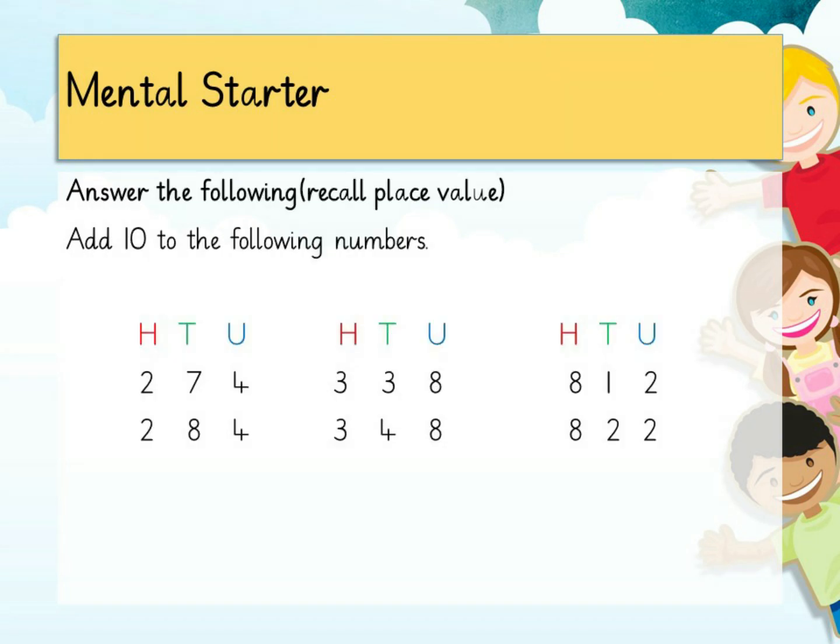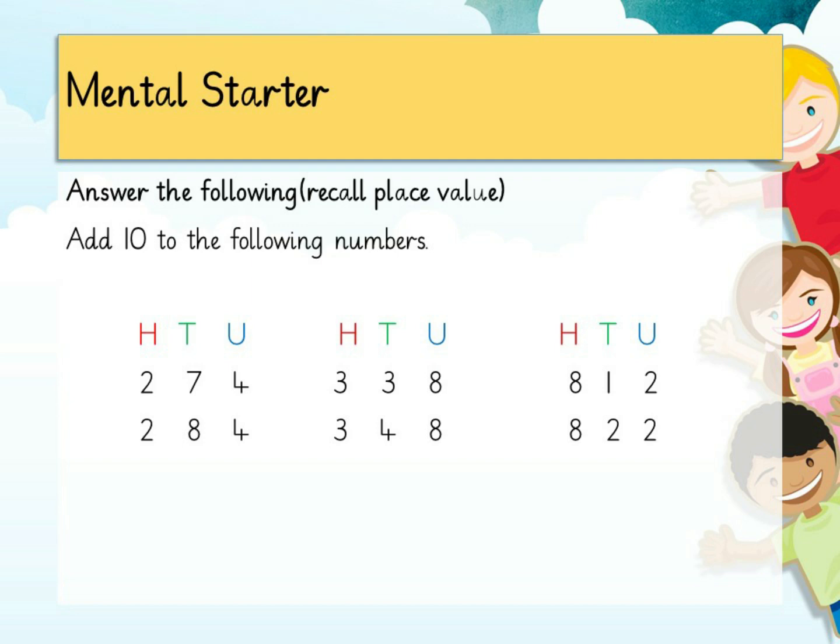Let's start our lesson with mental starter. Very simple activity you have to do. First of all, recall place value and answer the given question. What you have to do, add 10 to the given numbers. 3 numbers are given to you with the place value identified at the top of each digit. And you know so very well how to add tens to each of the given numbers. Identify the number at the tens place and add 1 into it. You can do it so very easily.